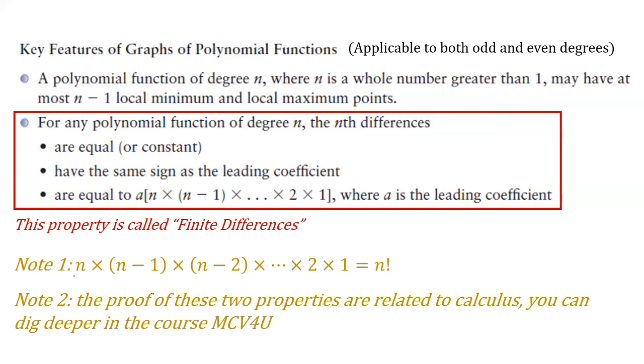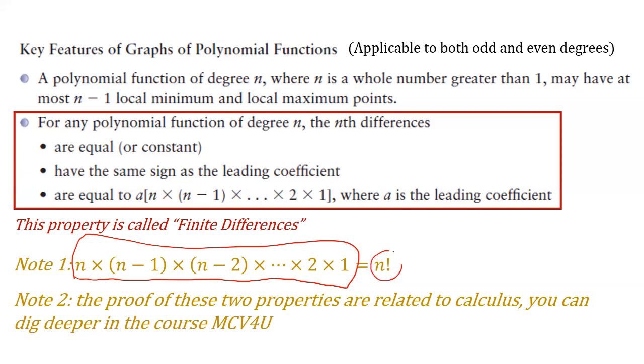So note that we always denote the multiplication from n to 1 as n factorial. So this reads as n factorial, which means multiplication from 1 to n. Okay. Well, actually, the proofs of these two properties are related to calculus, which you can learn in the course MCV4U. So we're not going to prove this here. Okay.